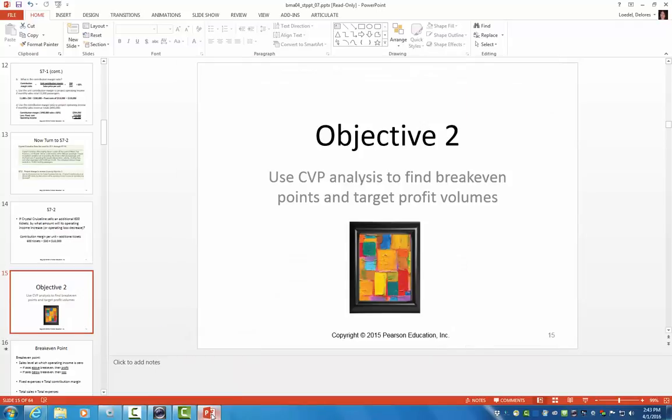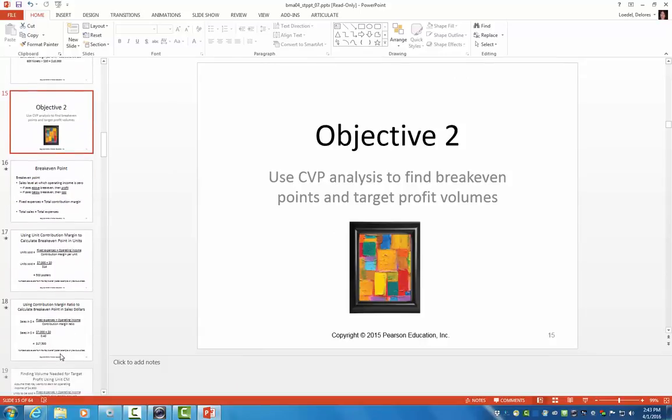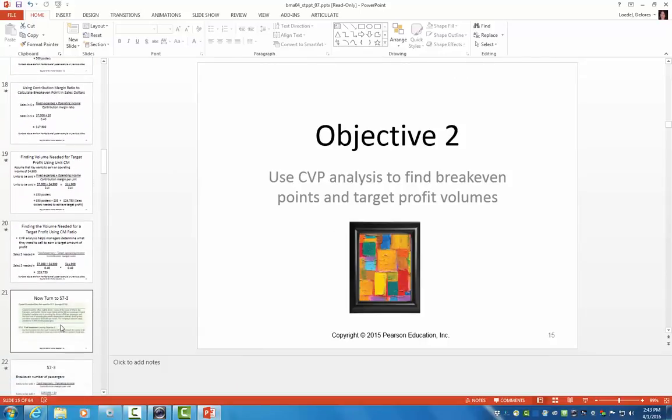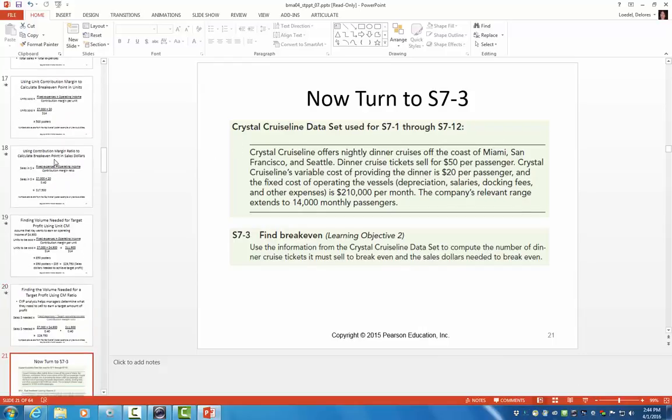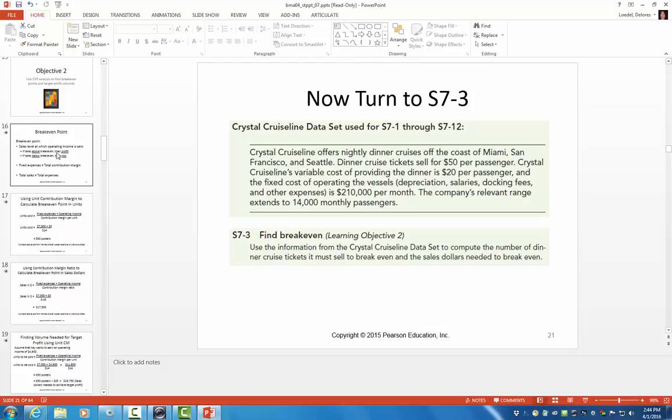Okay, so let's go back here, and I want to again just bring up the problem, and we're moving right into S7-3, again using the same information that we did previously. Okay, so now we're going to use this information to find our break-even point. Okay, just quickly before we do that, what is the break-even point?